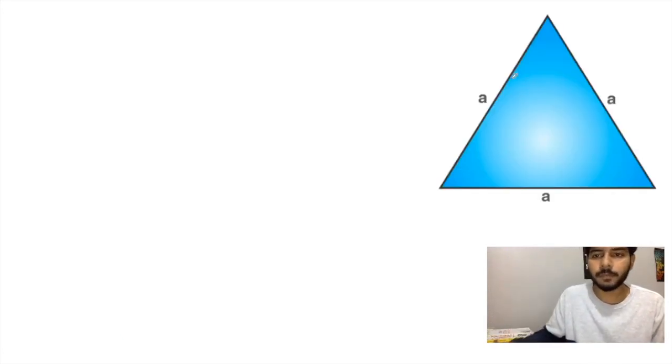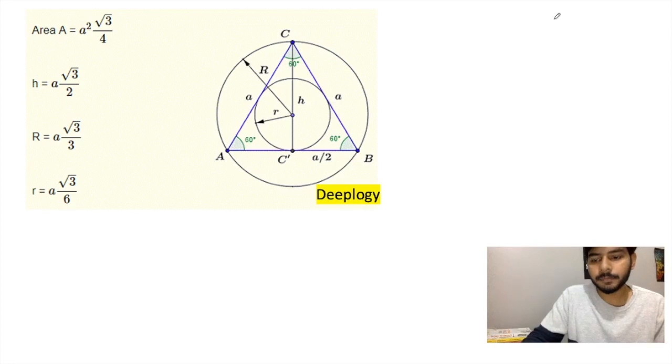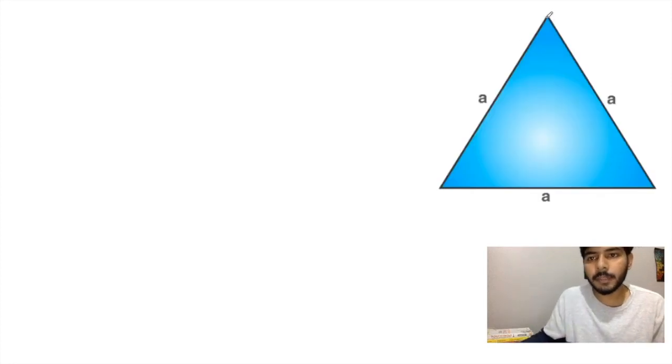Now, the first figure was an equilateral triangle. Suppose I draw one perpendicular line, that means this will be 90 degrees. And if these two sides are equal, that means these two will be equal by using the triangle property. Suppose this complete side is A, this will be A upon 2, this will be A upon 2.